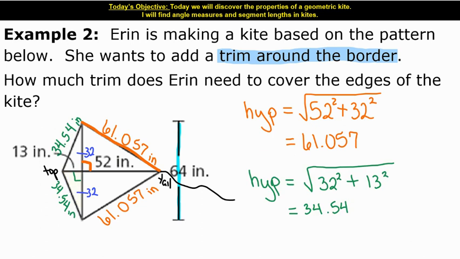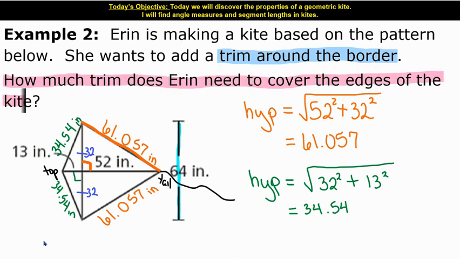Let's check our answers. Hopefully you did the Pythagorean theorem using the 32 and the 13. They gave me this 13 right here for this side and the 32. And then from there I can see, using Pythagorean theorem, I have 34.54 inches.